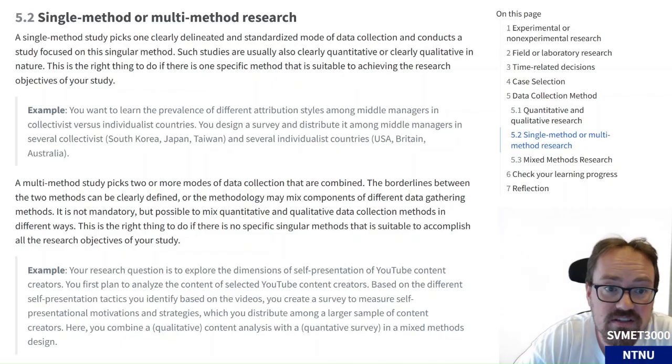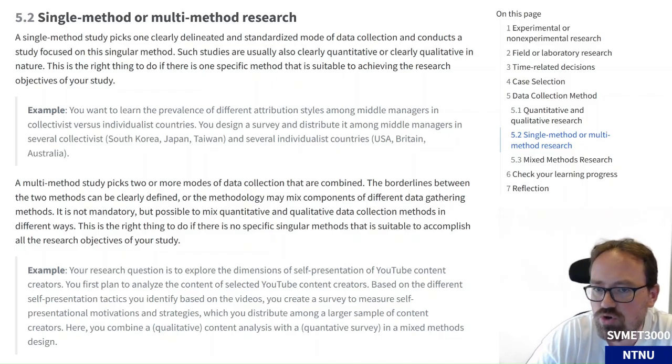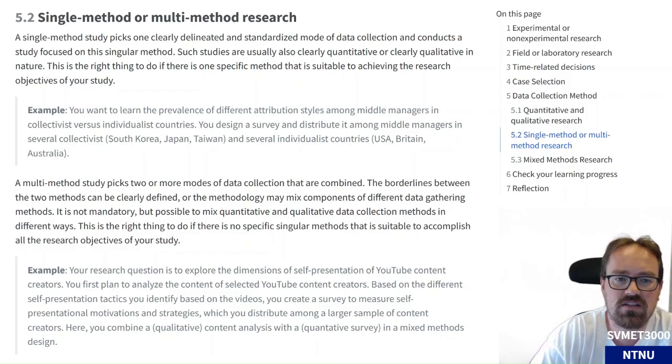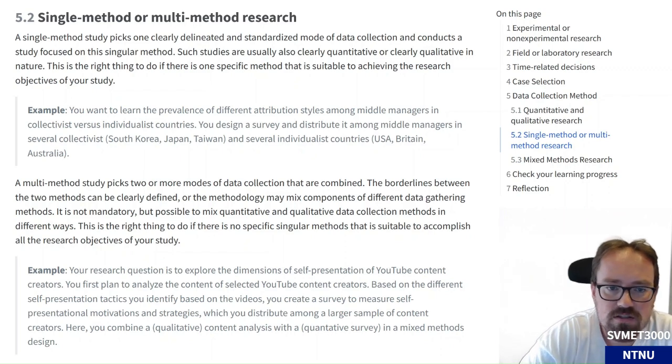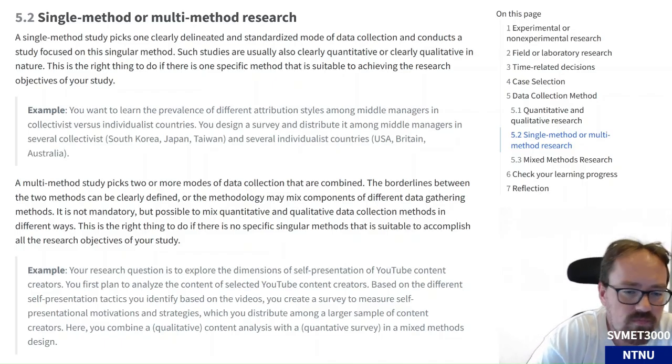A single method study would pick one clearly delineated and standardized mode of data collection and conduct a study focused on this one singular method. Such studies are usually also clearly quantitative or clearly qualitative in nature, so one or the other. This is the right thing to do if there's just this one specific method that seems to be suitable to achieve the objectives that you have.